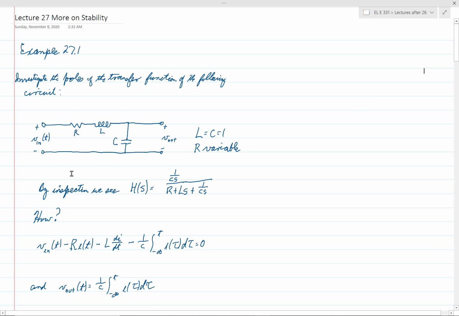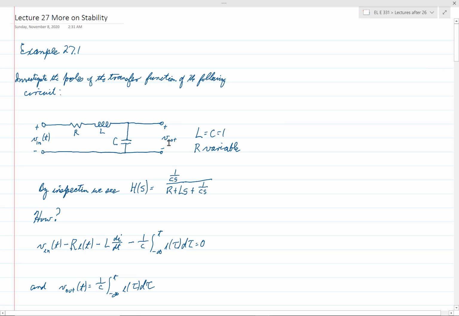Okay, so this is the system under consideration, and we're going to initially carry L and C along in the calculation, but at the end we will use L equals C equals 1 in order to make the analysis a little bit easier. What we're going to be thinking about is the idea of varying R. R will initially be a somewhat larger positive number, and then we will investigate what happens as we decrease the value of R.